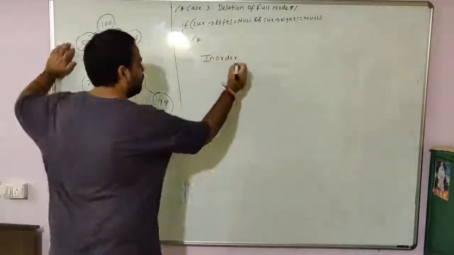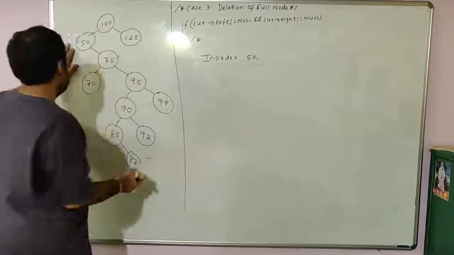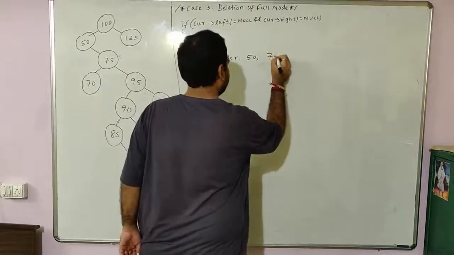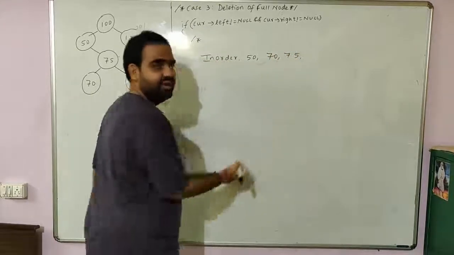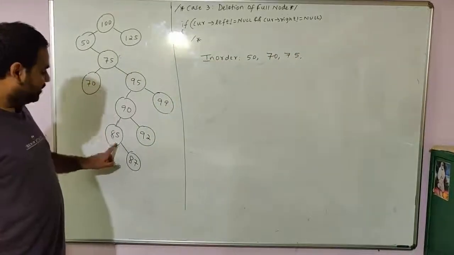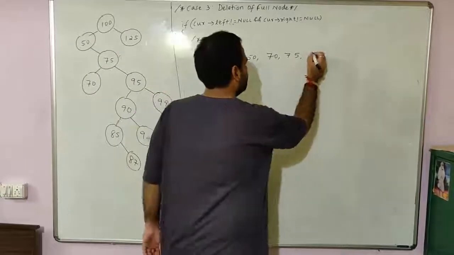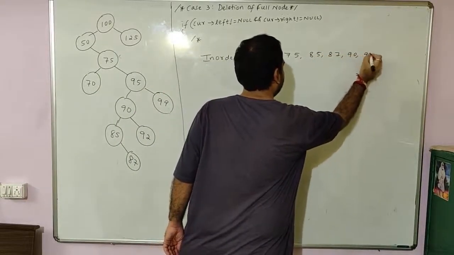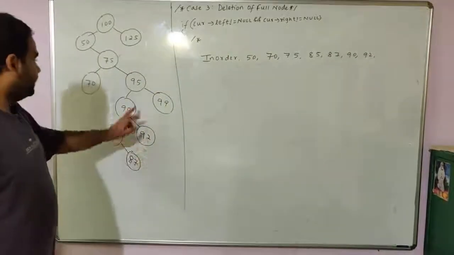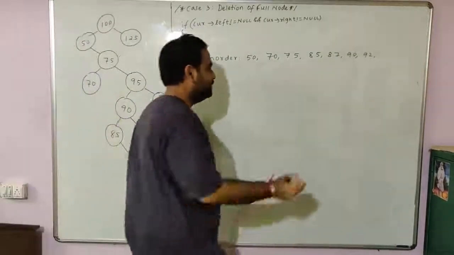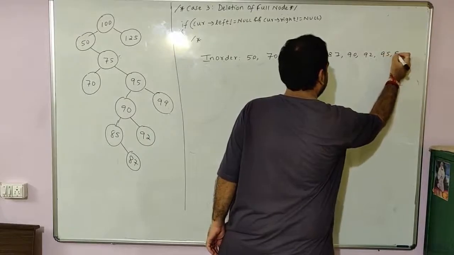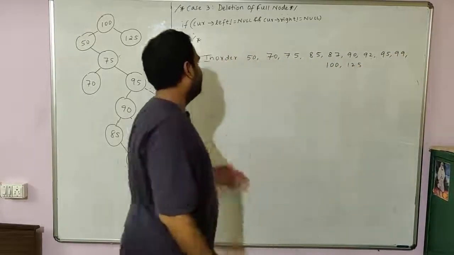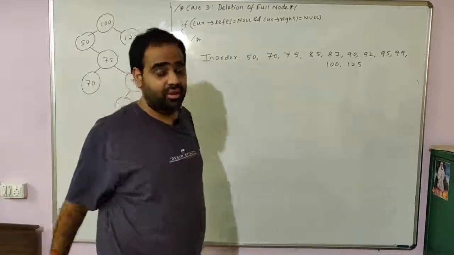Now what is the ascending order over here? 50. What is the next number? 70, 75. And what is the next number? It is 85, 87, 90, 92. Then you write 95, 99, 100, and what is the last number? 125. And this is the in-order traversal of the tree.